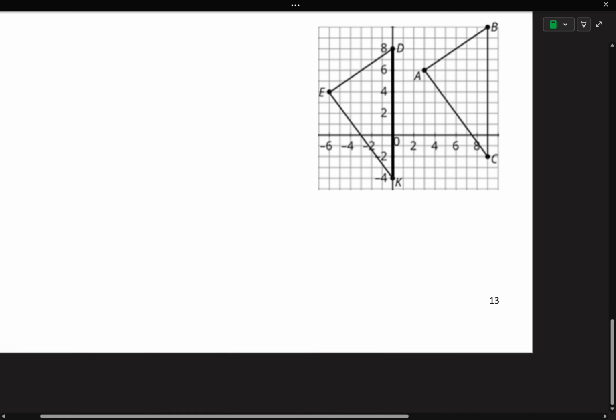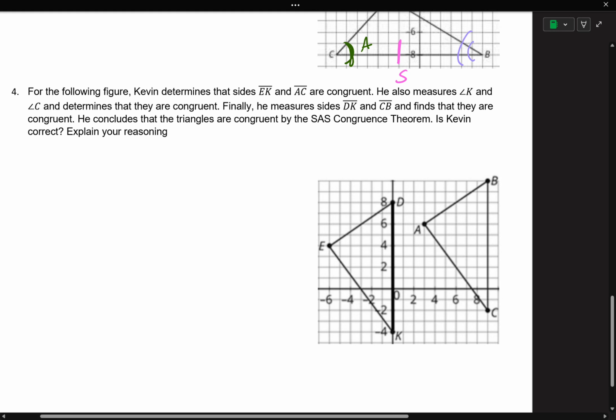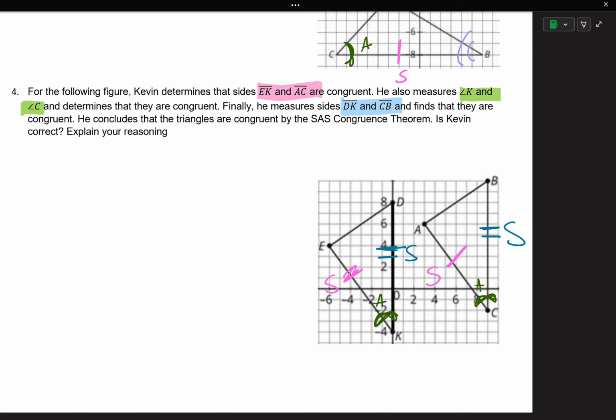Well, let's take a look at Kevin in number 4. He determines that EK and AC are congruent. Let's mark it. EK, AC. Then he measures angle K and angle C, determines they're congruent. K, C. Then he measures DK and CB and determines they're congruent. DK, CB. Is he correct?